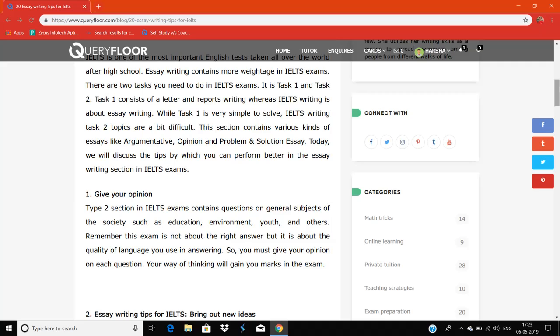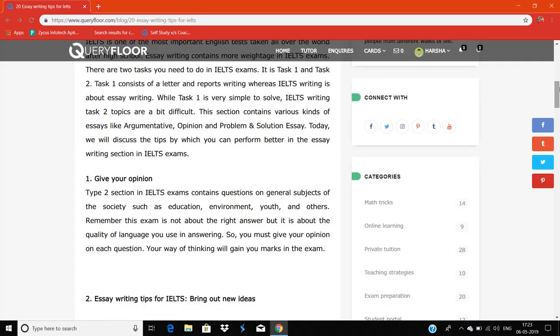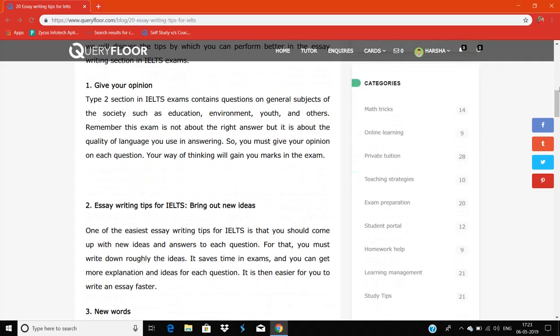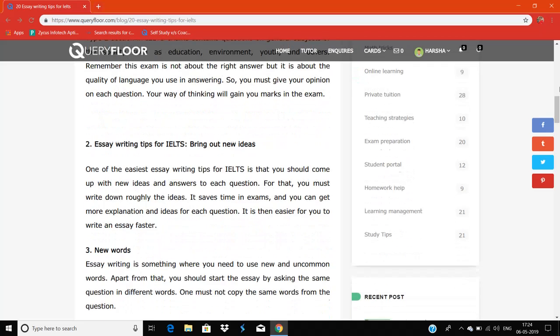Today we will discuss the tips by which you can perform better in these examinations with a better essay writing section in IELTS exams. Firstly, give your opinion. The task 2 section in IELTS exams contains questions on general subjects of society such as education, environment, youth and others. So always try to provide your own opinion. You must give your opinion on each question that has been posed. Your way of thinking will gain you more marks in these exams.